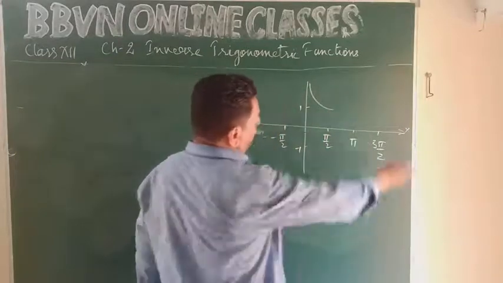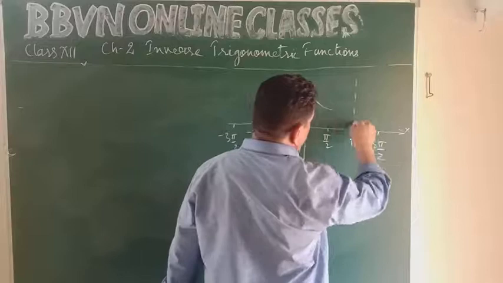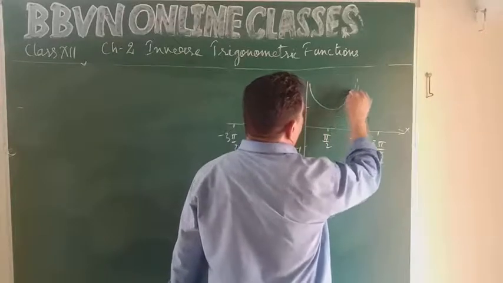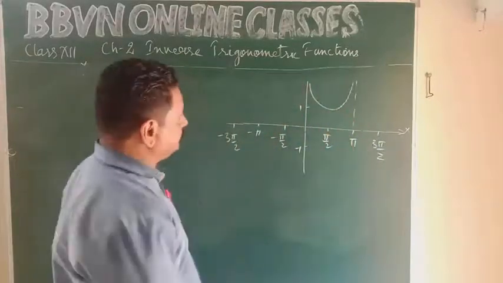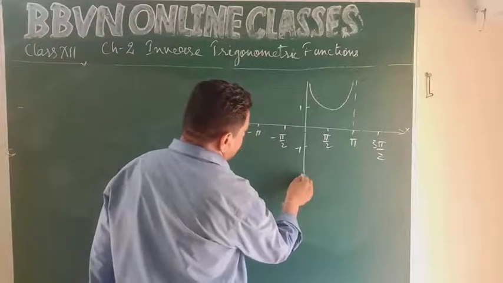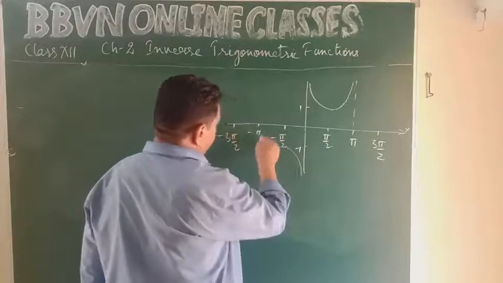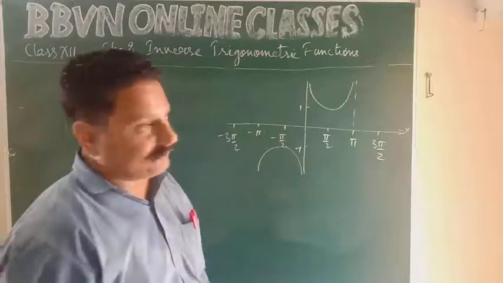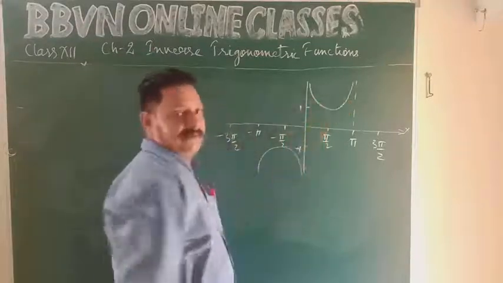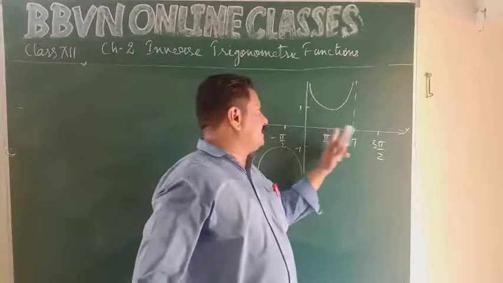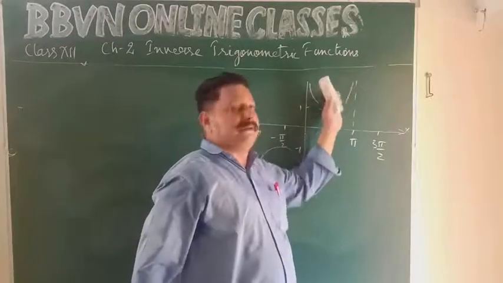Sin 0 is 0, so cosec 0 is infinity. Okay, now, got it? Same. This is the graph of cosec x from minus pi to plus pi. So if I take the interval 0 to pi, I get only positive values.